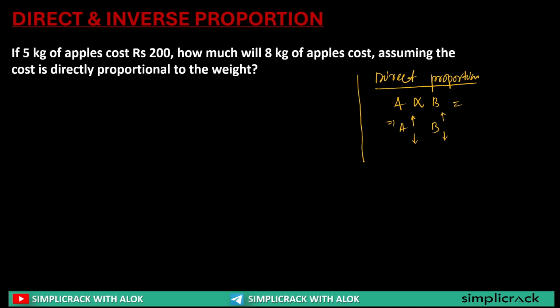In mathematical terms, if A is directly proportional to B, it will be written as A is equal to a proportional constant K into B. K is the proportional constant. This is called direct proportion. What is inverse proportion?